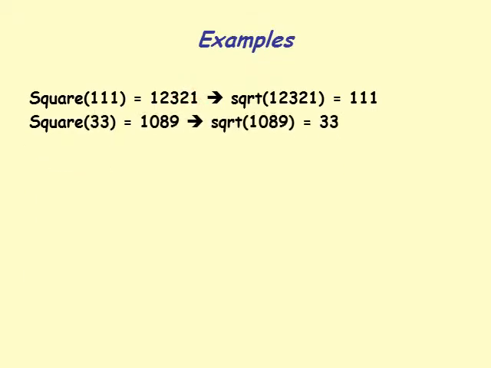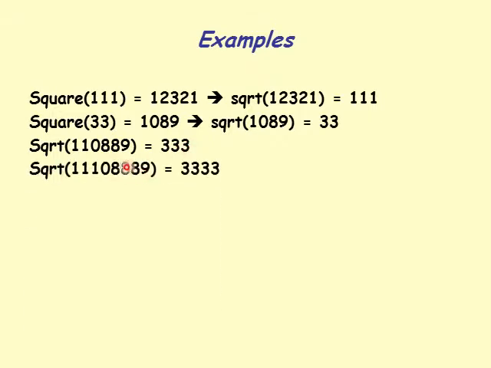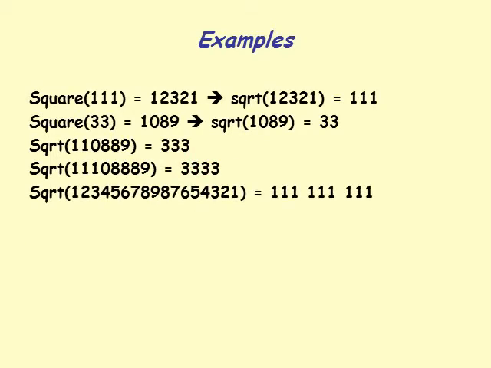We know the square of 33 is equal to 1089. That means the square root of 1089 must be 33. So the square root of 110889 is 333, and the square root of 11108889 is 333.